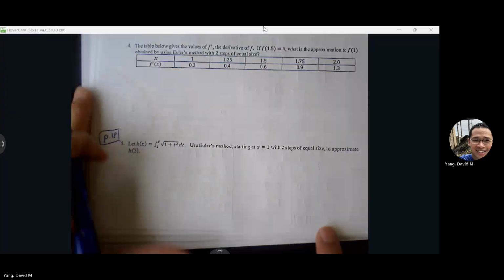And let me just show you one other variation, and then we can move into L'Hopital's rule. So on page 18, can we look at number 5? Okay, page 18, number 5, bottom of the page.